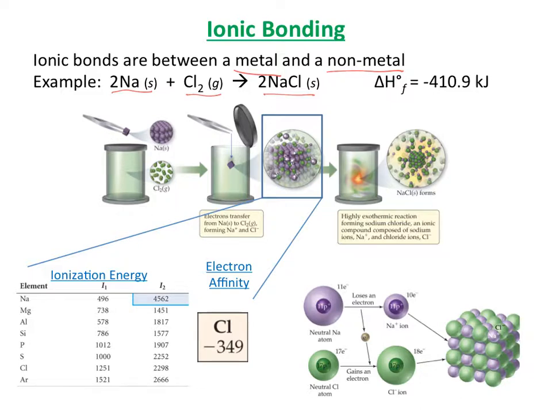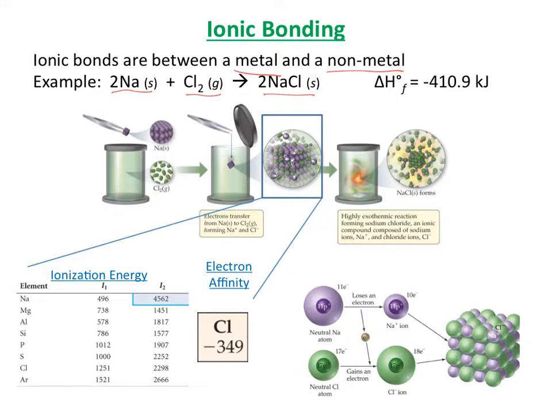And what happens is as sodium loses an electron, it becomes a sodium ion because now it only has 10 electrons and 11 protons, whereas chlorine, which picked up this electron from sodium, now is going to have 17 protons but 18 electrons. We have a positive charge and a negative charge which are attracted together. This forms what we call a lattice.